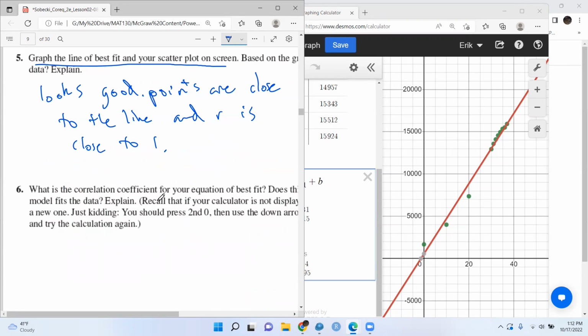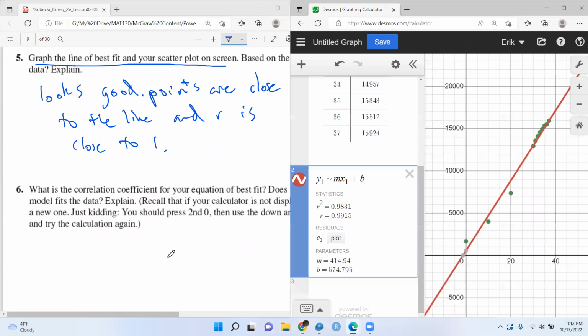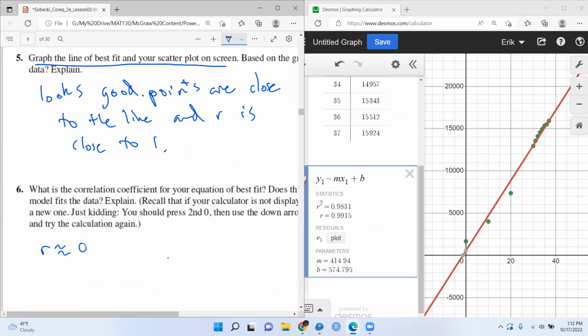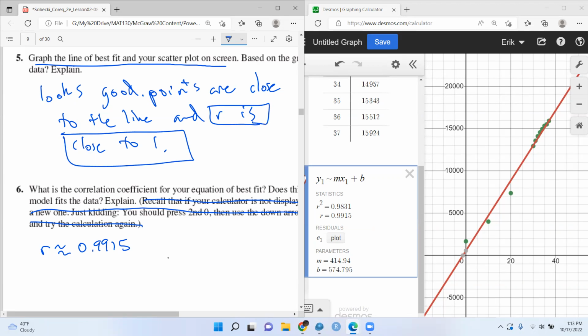And then he asks, what's the correlation coefficient? And does that mean the model fits well? Well, we already said that. So R here is approximately equal to 0.9915. You can ignore all of this other stuff because Desmos does its thing for us automatically. And again, we already set it up here. R is close to 1, so it's a good model. It's a really good model based on how close it is to 1.